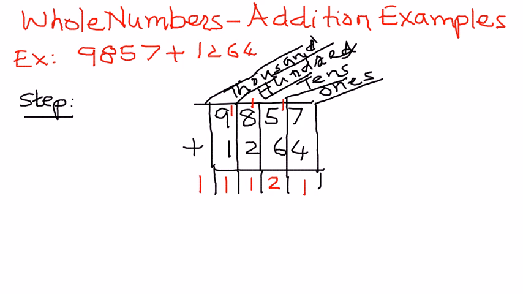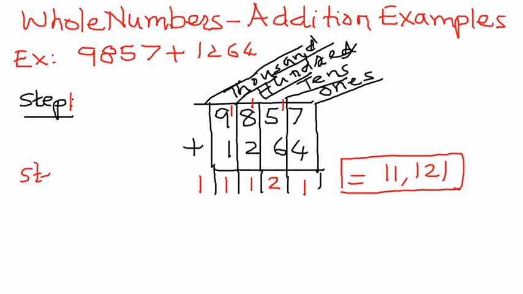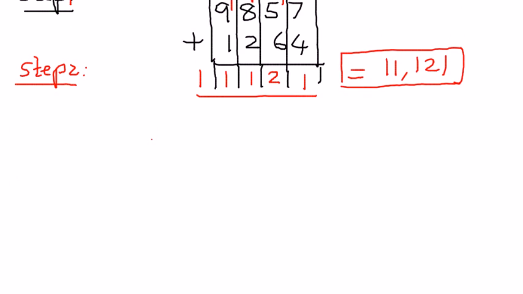So therefore the answer here is 11,121. The sum of these two numbers, 9857 plus 1264, is equal to 11,121. Okay, that was step number 1, and step number 2 is we have added them successfully, and this is what we have arrived at as the answer. That's how we arrived at the answer. Now let's look at another example.